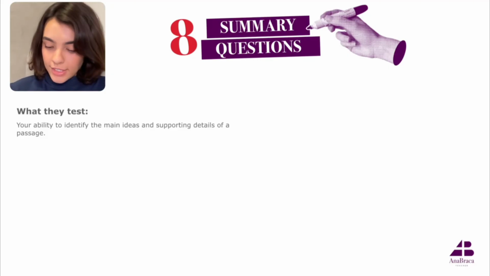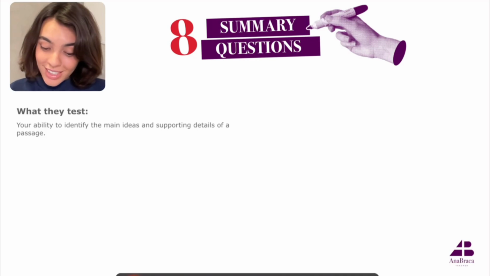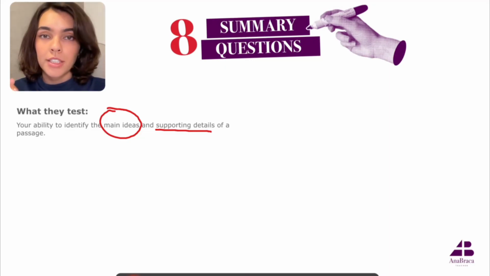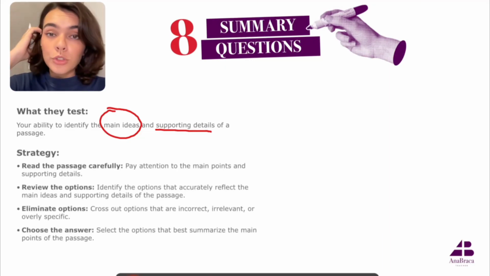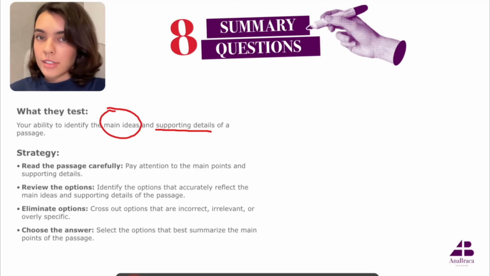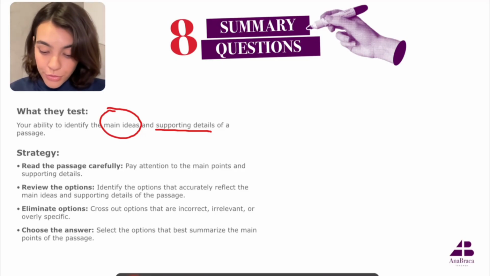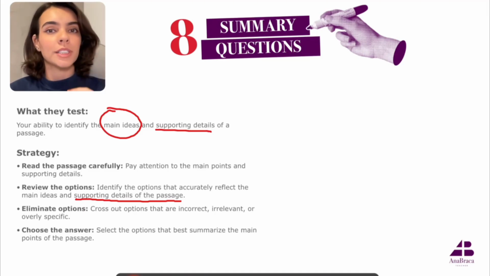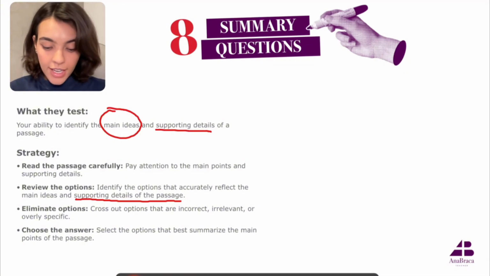What is gonna be tested here? They will test your ability to understand main ideas and supporting details of the passage as a whole. The strategy here is to read the passage carefully and understand everything that is there. Then you have to review the options accurately and understand which ones are important and which ones are just details of the passage. Don't you worry, we will see an example and I will explain in detail how it works. Then you have to eliminate the options that are incorrect or that are minor details and choose the correct answer.